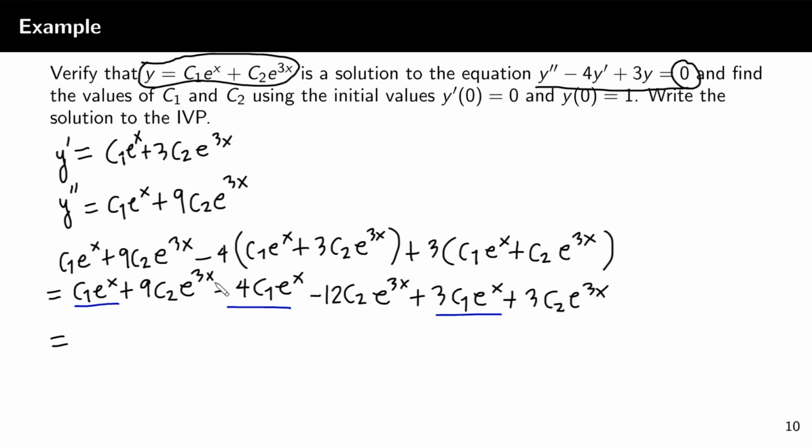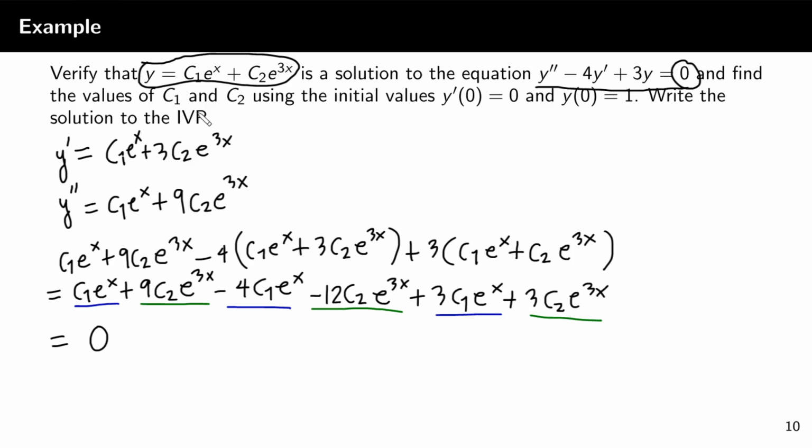And then the terms with e raised to 3x. So 9 c sub 2 minus 12 c sub 2, that's negative 3, plus 3 c sub 2, which is 0. So indeed, 0. So therefore, this function here is indeed a solution to the equation. So we're done with the first task.